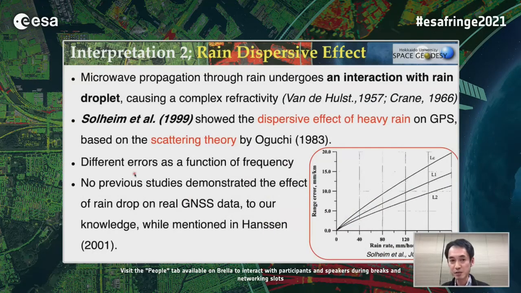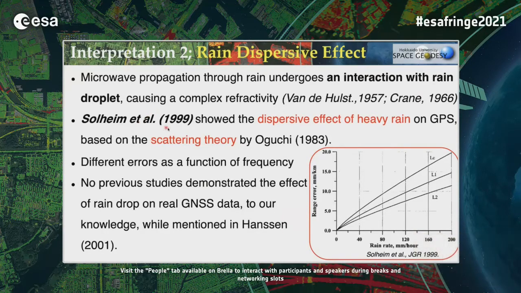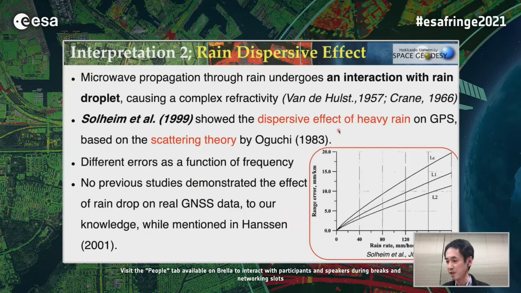The second interpretation is a more classical one, dating back to the 1950s or before, but it has not been extensively discussed in the InSAR community, to my knowledge. In the literature of GNSS meteorology, Solheim et al. 1999 showed the dispersive effect of heavy rain on GPS based on Oguchi's theory. Heavy rains of these magnitudes will generate a non-negligible effect even in L-band. This effect was mentioned in Lamont Hansen's book, but no previous studies have shown the effect from real GNSS data, to our knowledge.